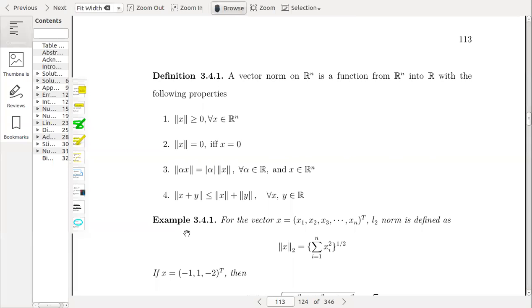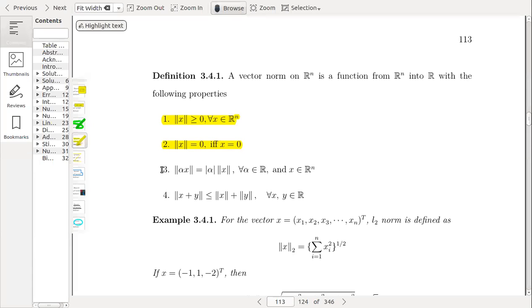Number one, the norm of x is always positive. You see, the norm of x is greater than or equal to 0 for all x belonging to Rn. And the norm of x is equal to 0 if and only if x is equal to 0. So if the vector is 0, then the norm of the vector is 0.